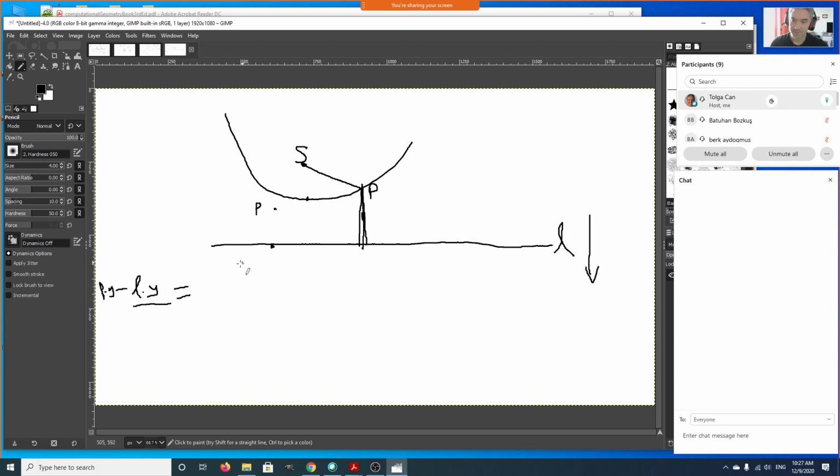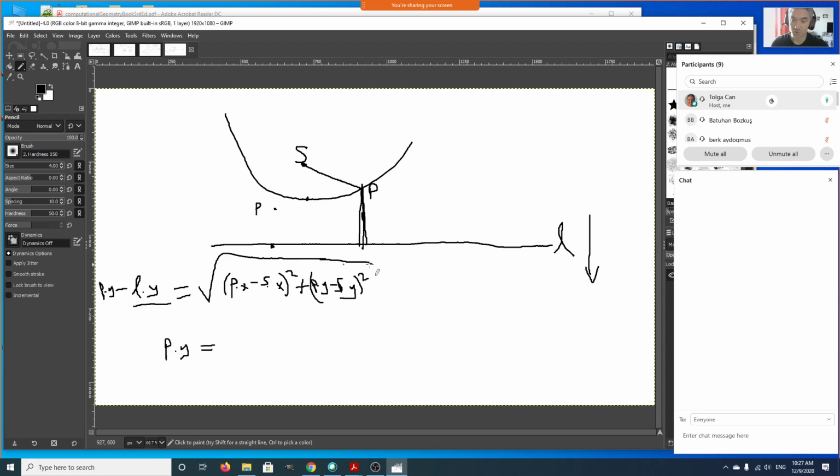If this is my site, the distance between this point and the site is like (px minus sx) squared plus (py minus sy) squared. So this is the distance of that point to the site, and this is the distance of that point to the sweep line. When these two are equal, we get ourselves this equation. And if you try to write py in terms of px, you can arrange this equation.